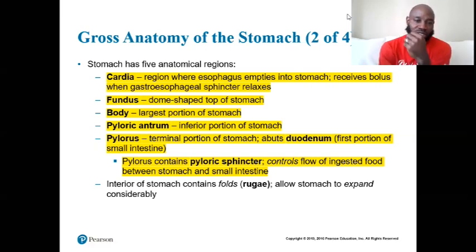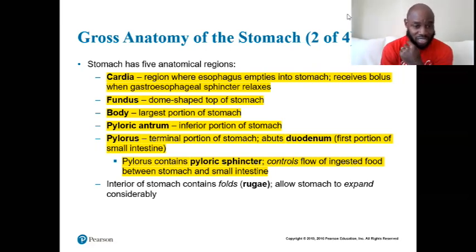Then we have the fundus, the dome-shaped top of the stomach; the body, the large portion of the stomach; the pyloric antrum, the inferior portion of the stomach; and then you have the pylorus, the terminal portion of the stomach, and this is going to lead to your duodenum, which is the first portion. We're going to talk about the different portions of the small intestines, but the duodenum is the first portion of your small intestines. All right, so these are the parts of the stomach.